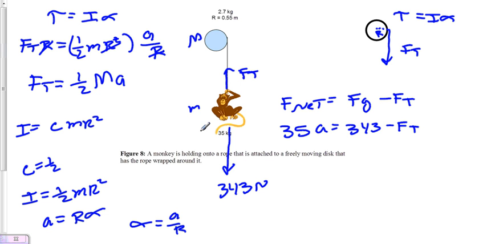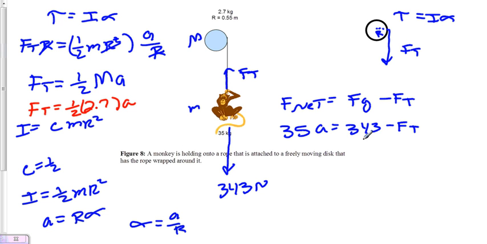So these are our two equations that we're actually going to use. So we have force tension equals 1/2 M A, and force net equals force gravity minus force tension. So let's substitute in this equation. I'm going to change colors to make this clear for us. So force tension is then going to equal 1/2 the mass of our pulley, which is 2.7, multiplied by A.